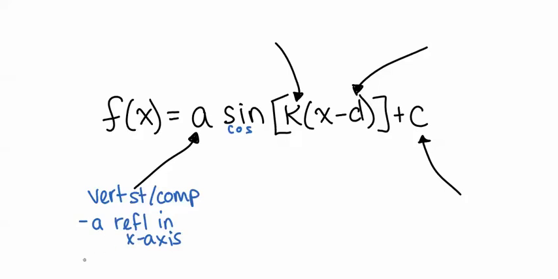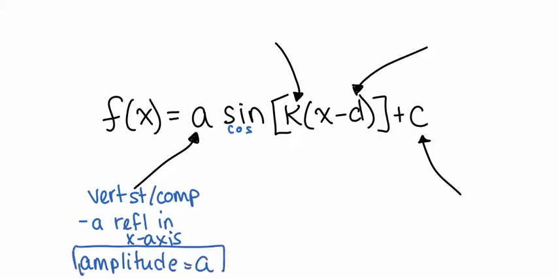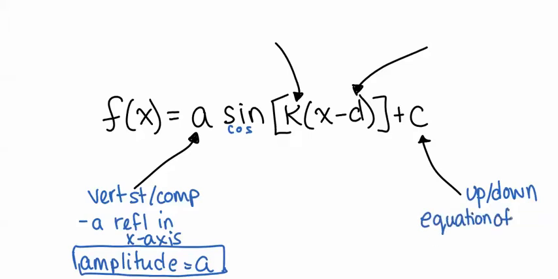Another really important thing A does is it tells us our amplitude. So our amplitude is actually equal to whatever A is. So that's a key feature. And then the other thing that's affecting our y values for transformations is C. So C is our vertical translation, so it's shifting our graph up and down. And something C does is the equation of axis is actually y is equal to C. So whatever C is, that's going to tell you where the middle of your graph is.